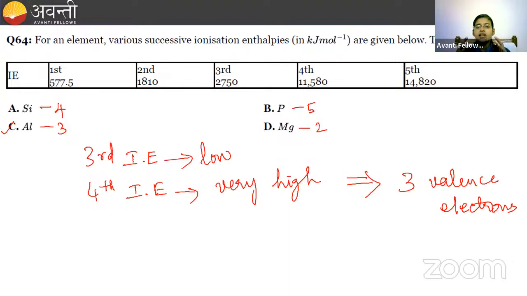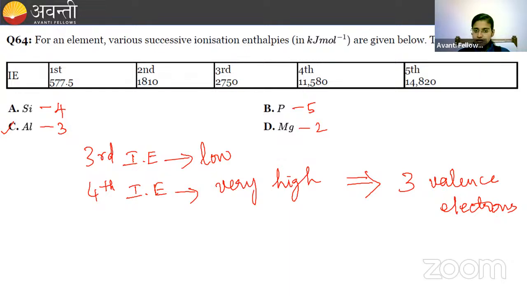You should know the total number of valence electrons for at least the first 30 elements. It is very easy. If a particular element belongs to group number 13, then all the elements present in group 13 will have 3 valence electrons. And group 14 will have 4 valence electrons.